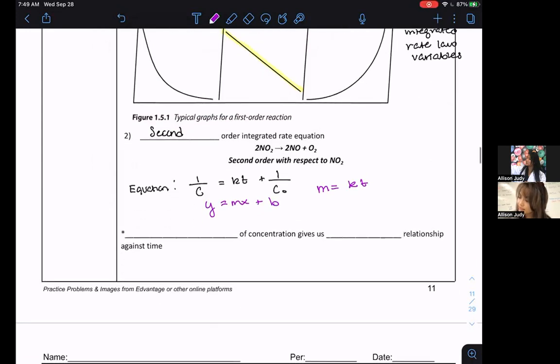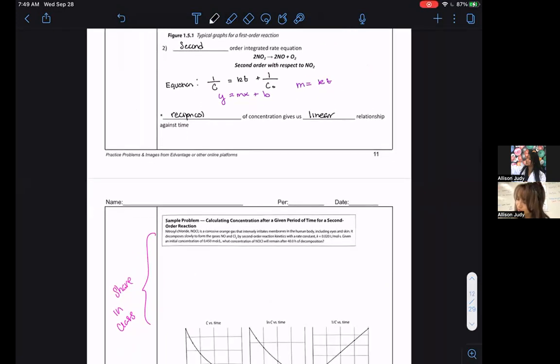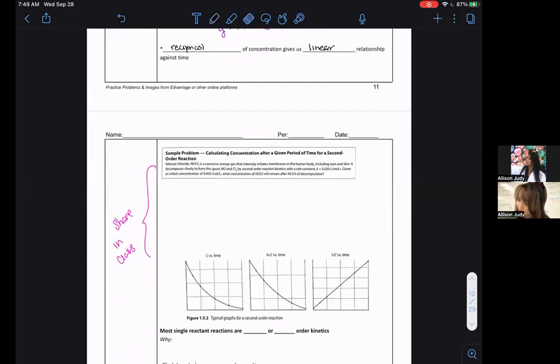Okay, so to put it in words, for second order reactions, the second order integrated rate law tells us that the reciprocal of concentration gives us the linear relationship against time. So let's just hop straight into a practice problem. And I actually did not mean to say this one gets shared in class. Let's do this one together.